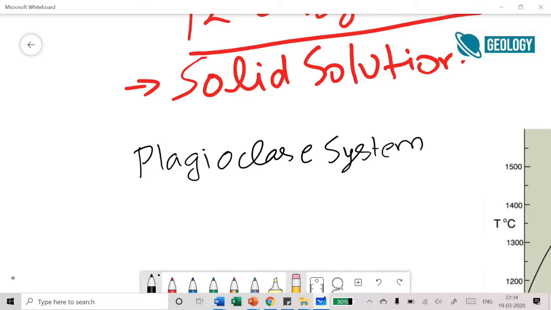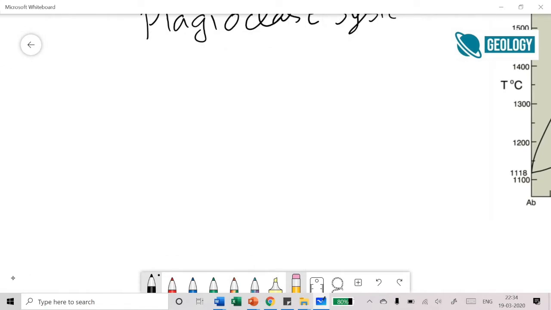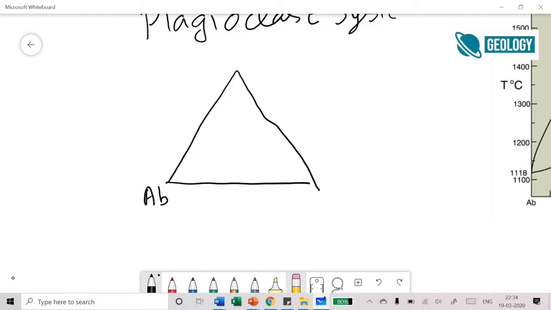Now, if you remember from your mineralogy class, plagioclase is a series within the feldspar mineral group. The feldspar mineral group has three end members. You have albite, which is the sodium-rich feldspar, anorthite, which is a calcium-rich feldspar, and orthoclase, which is a potassium-rich feldspar. Now the series from albite to anorthite is the plagioclase series. Similarly, you have another series which goes from albite to orthoclase, and that is known as the alkali feldspar series.